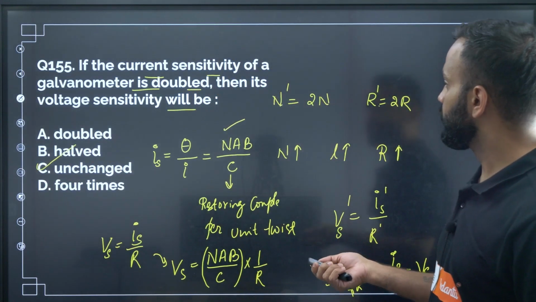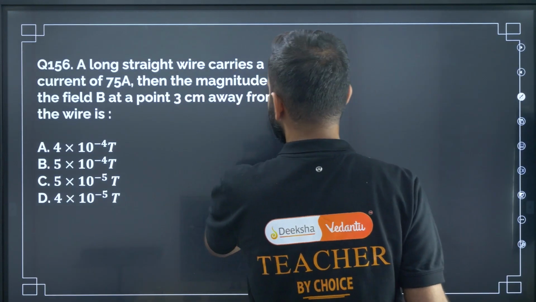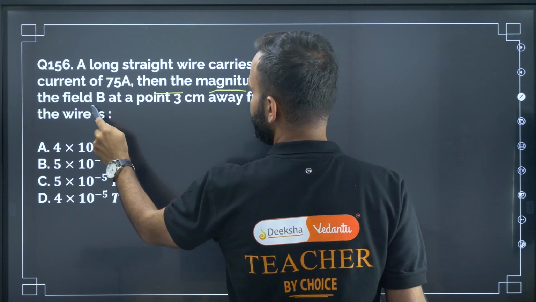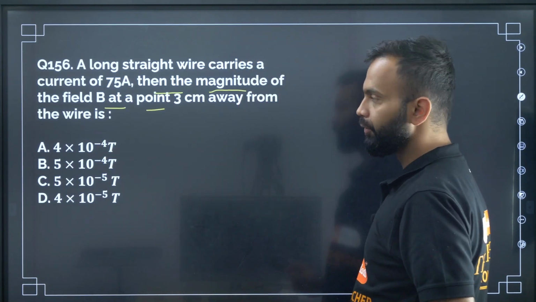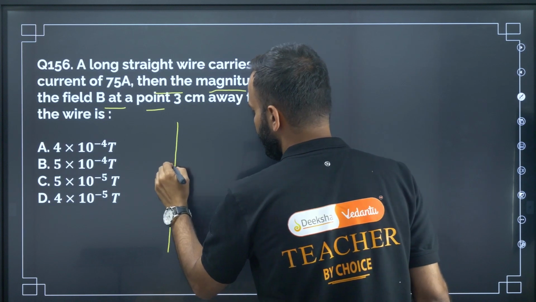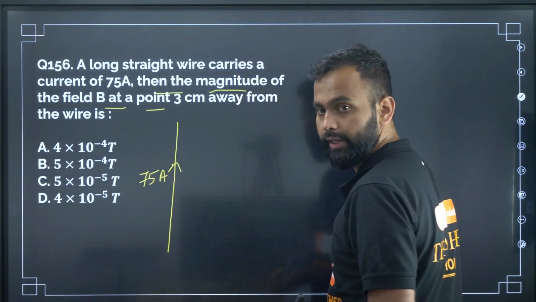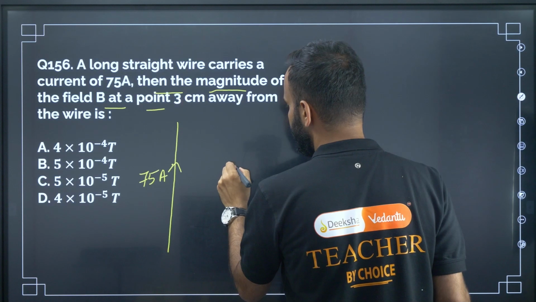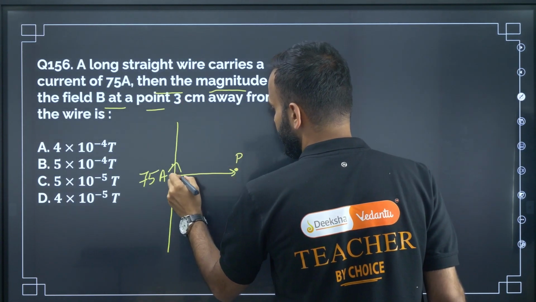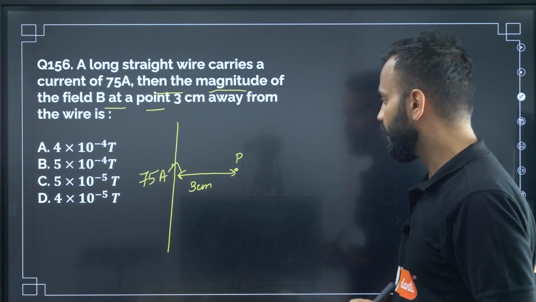Okay, next question. Question number 156. A long straight wire carries a current of 75 ampere. Then the magnitude of the field B at 3 centimeter away from the wire is. So this is the current carrying long wire, current is 75 ampere. We need to find the magnetic field at a point P, which is 3 centimeter away from the wire.